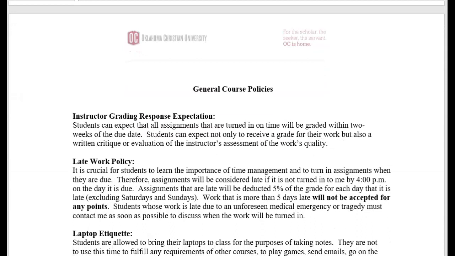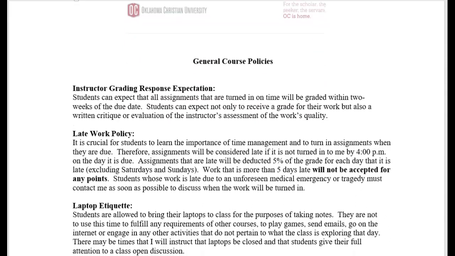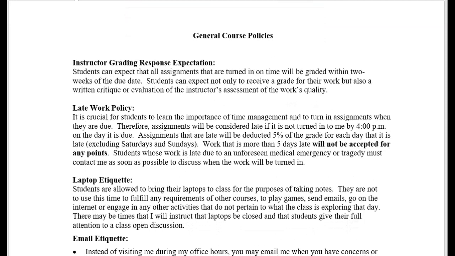Also in the syllabus are some general course policies about how quickly you can expect things. Usually I'll try to grade things within a 2-week period. I do accept late work, but I take off 5% for each day that work is late after 4 p.m., usually the deadline. I don't count Saturdays and Sundays, so if you're not getting it in by the Friday, well, you have 2 extra days then.